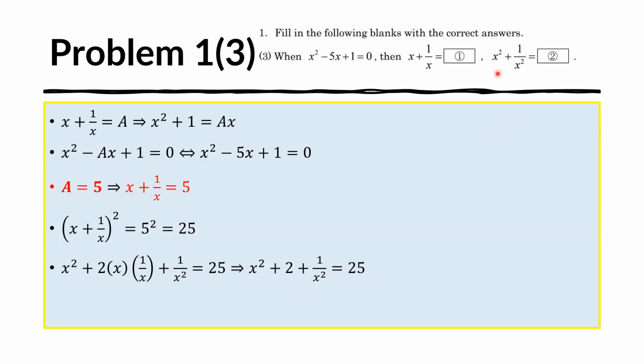Now we are asked for x squared plus 1 over x squared. So we just have to put this 2 on the other side. And therefore, x squared plus 1 over x squared is 23.